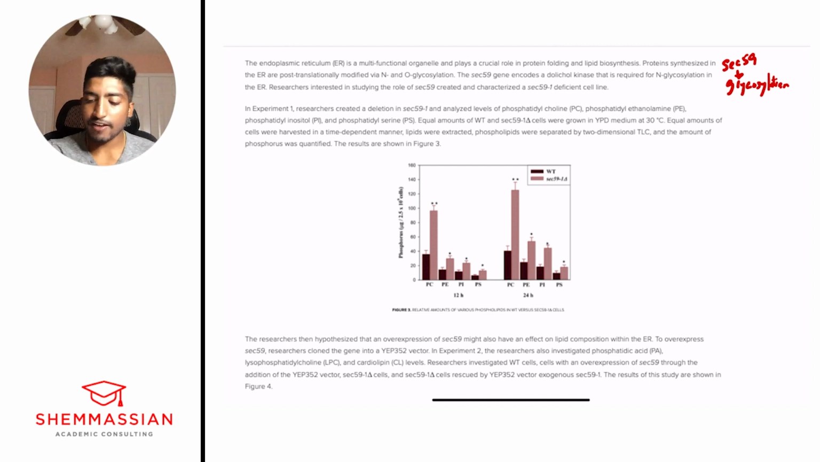So right now we have an experiment. So I'm just going to put a 1 right there, indicating experiment. And what is it looking at? Well, it's looking at wild type versus SEC59 delta cells, right? And these different phosphatidyl groups, right? So I'm just going to do P blank on the effect, right?